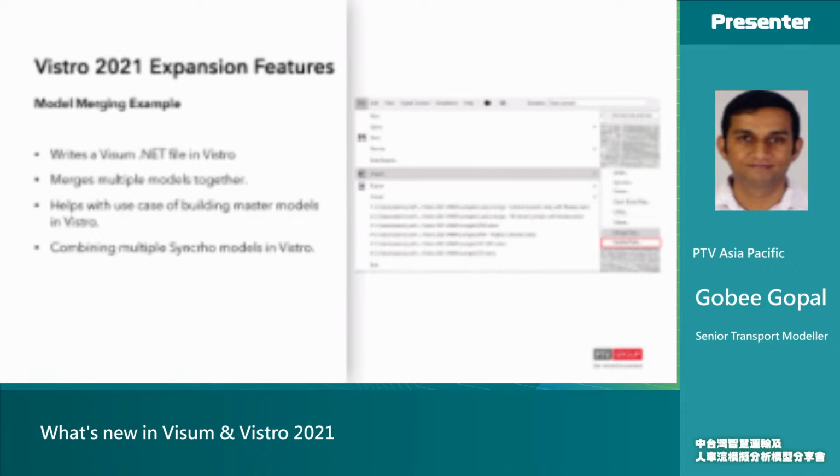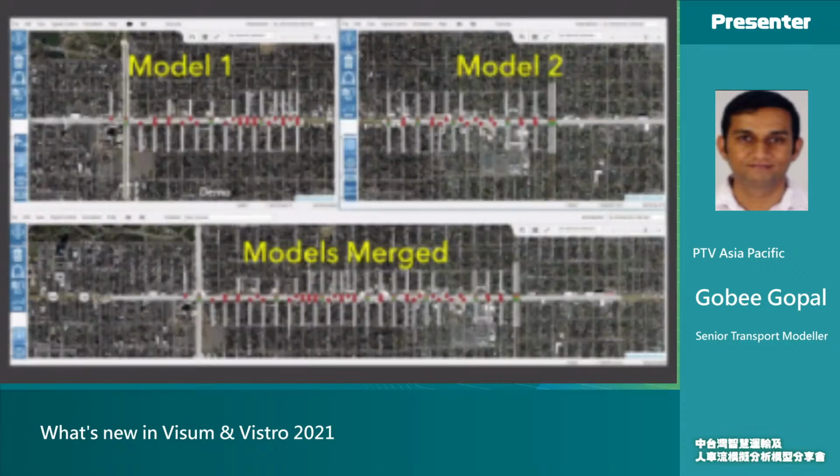So again, from the explanation, the picture tells more detail. You have model 1 and model 2. If you want to merge them together, now in Bistro you have a tool that can merge these two models into one.